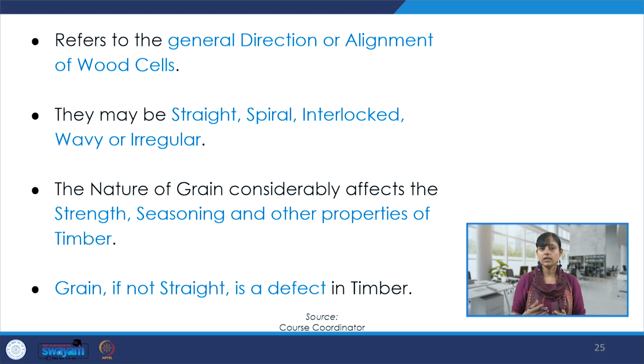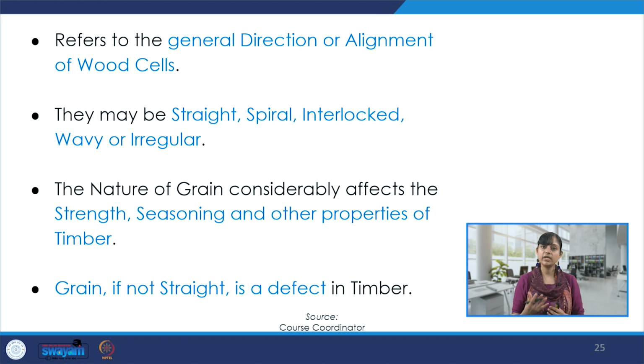Then wood grain, I was talking about it also in the beginning. So it refers to the general direction or alignment of wood cells. We saw, on drawings, cells, vessels, rays. So the grains may be straight, spiral, interlocked, wavy, irregular, and they give a certain character to each timber, depending on what their cell alignment and what their grains are like.